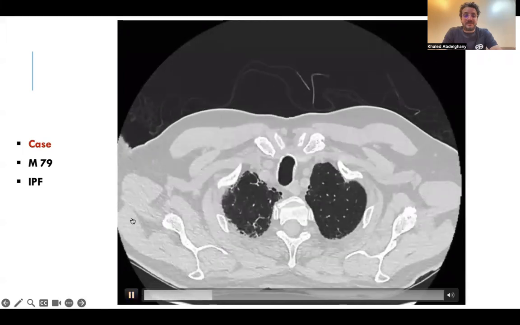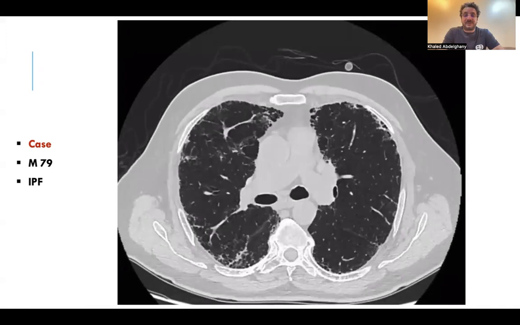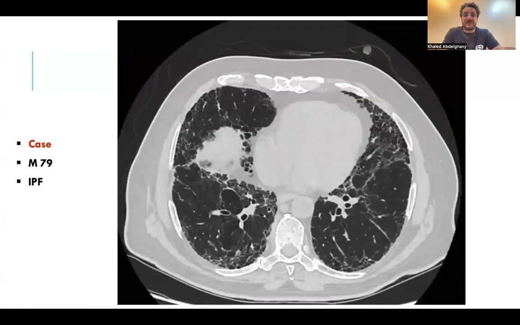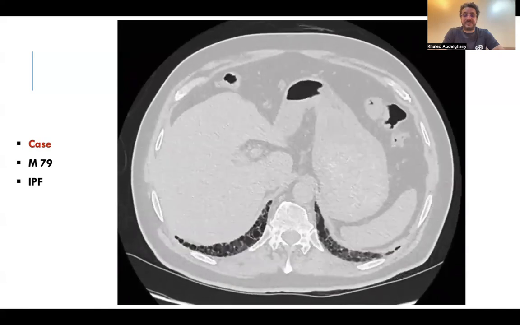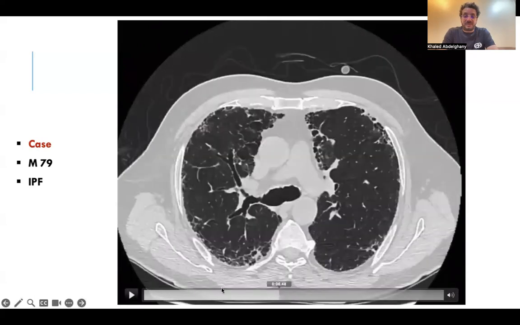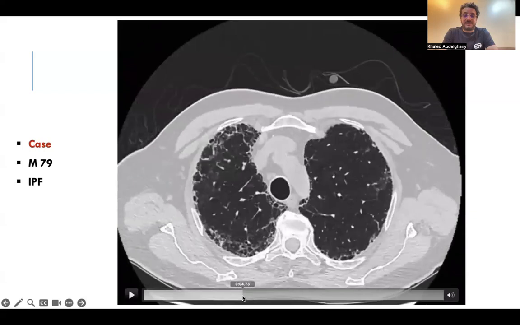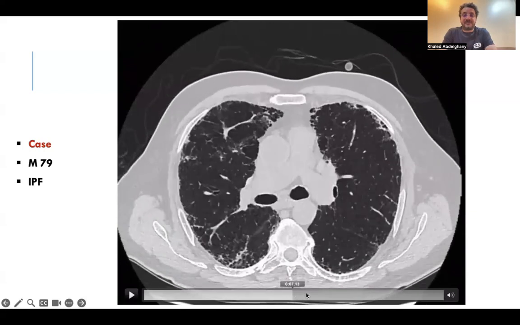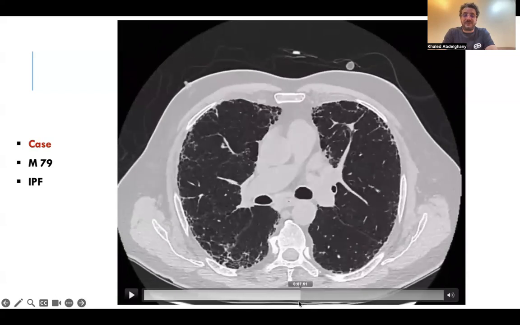As a start of every interstitial lung disease, we first decide whether this case is fibrosing interstitial lung disease or non-fibrosing interstitial lung disease. According to what we saw now, we have fibrosing interstitial lung disease. Second step, we check for the criteria of pulmonary fibrosis.